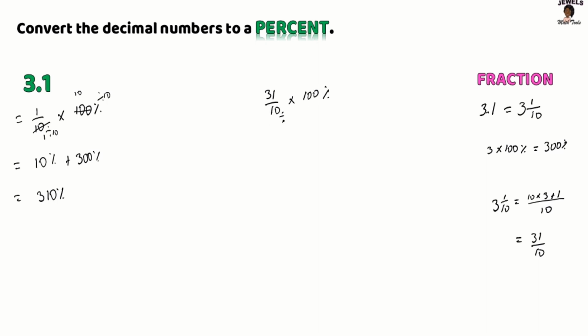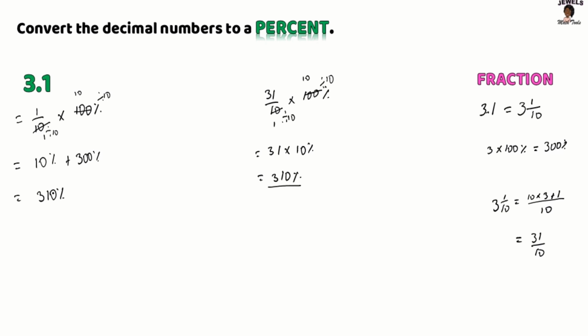And again, we could simplify, and we can take our fraction and simplify by dividing both numbers by 10. So 10 divided by 10 is 1. 100 divided by 10 is 10. So we'll now have 31 being multiplied to 10%, which will equal 310%.